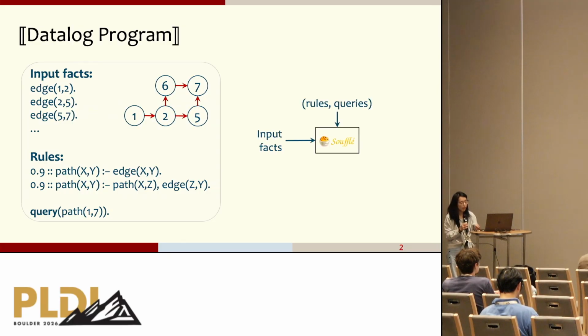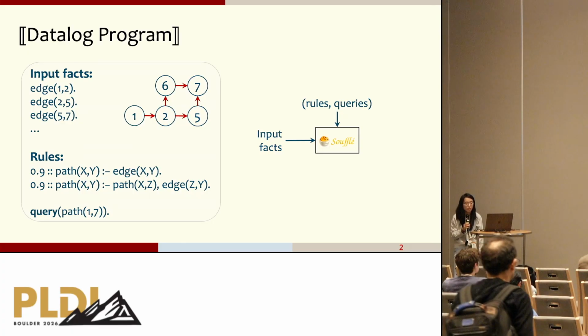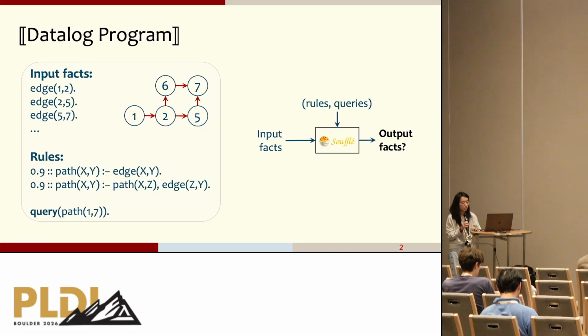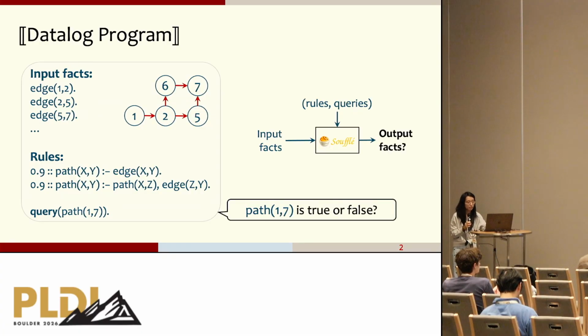And then you provide those three pieces of information to a regular Datalog solver like Souffle. And then in the end, the solver can answer questions like whether the output fact pass17 is true or false. So this is basically a general intro of a Datalog program.